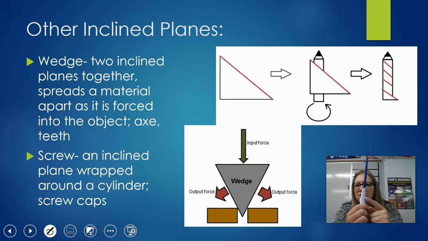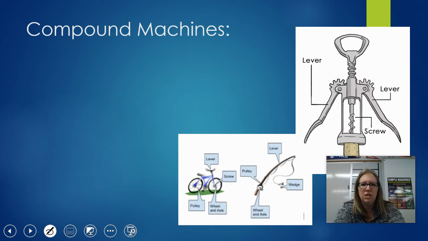The steepness of the threads also has an effect on how easy or hard it is to get a screw into a piece of wood, okay? But that's another simple machine there. So we've got our 6 simple machines.